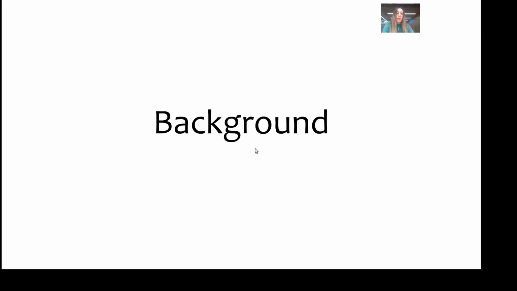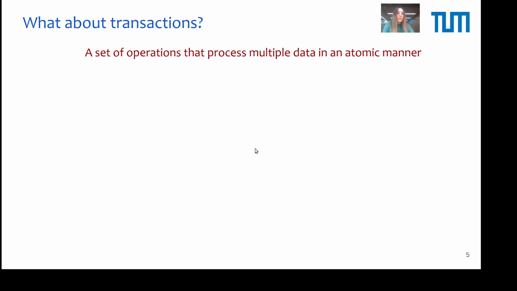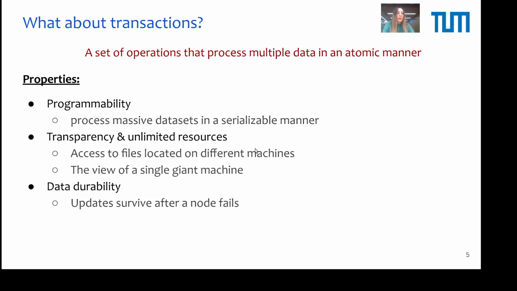Let's start with a bit of background information. Transactions are nothing more than a set of operations that process massive datasets in an atomic manner. Transactions are great because they offer programmability, so we can process massive datasets in a serializable manner and thus ensure correctness. In addition, they offer transparency and the view of unlimited resources. Lastly, distributed transactions and transactions in general need to be durable and recoverable, so any modification to the underlying data survives in case one or more nodes fail.